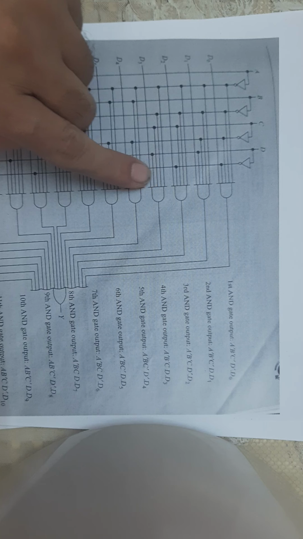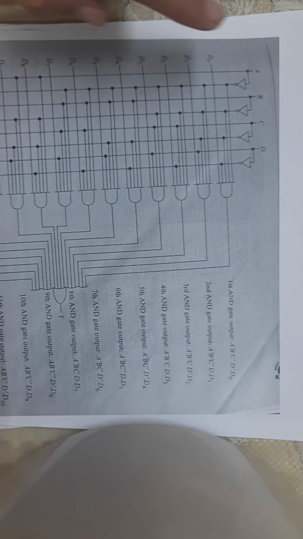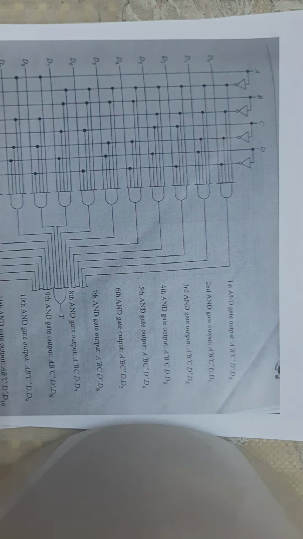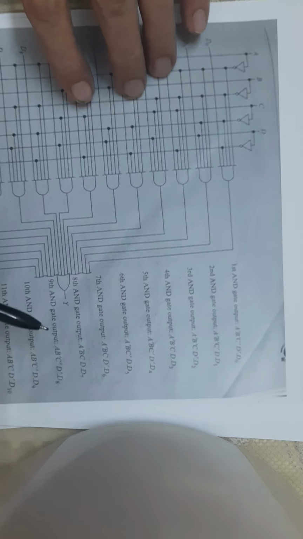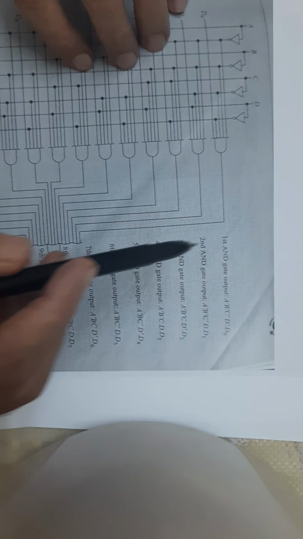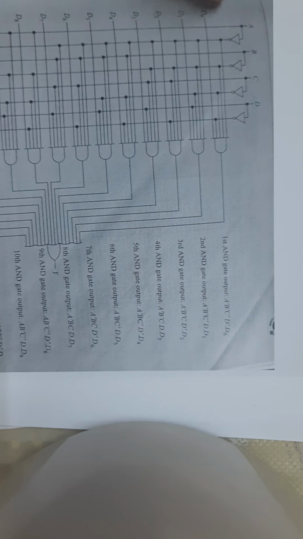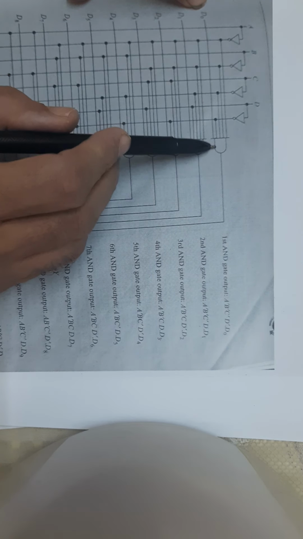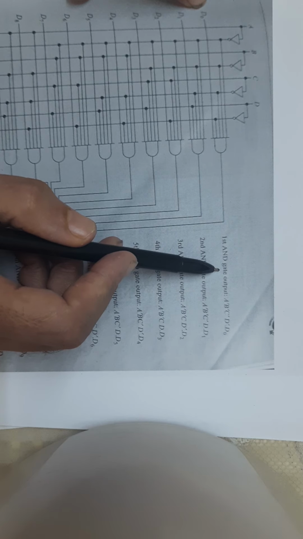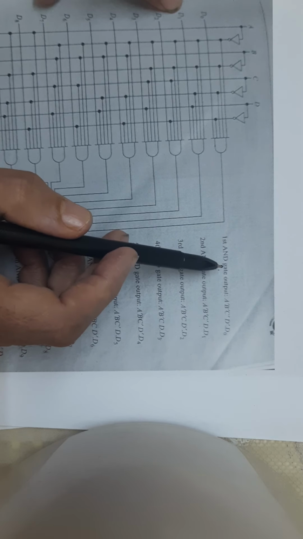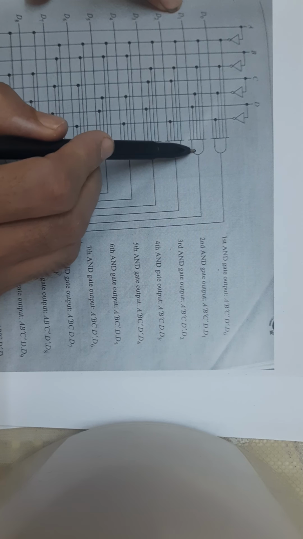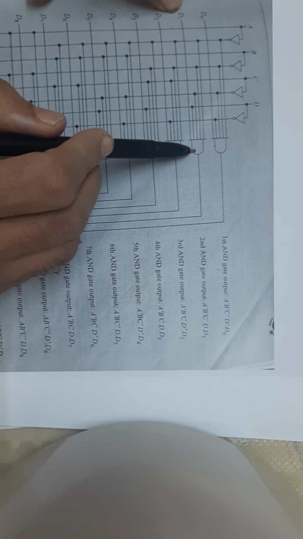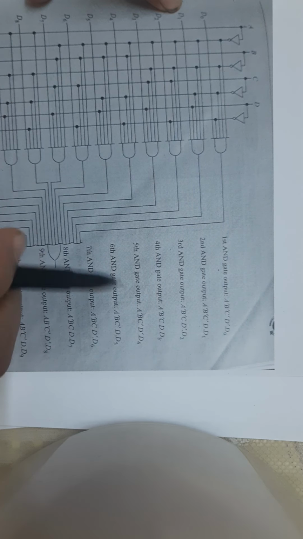So this many AND gates are connected, and ABCD is our control input, right? And we are getting a total of 16 outputs according to D0, D1, D2. If D0 is in the active condition, then the first AND gate is active and we get the first AND gate output. If D1 is considered, then the second AND gate is active, and we get whatever output is here.